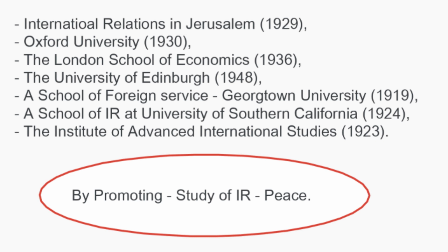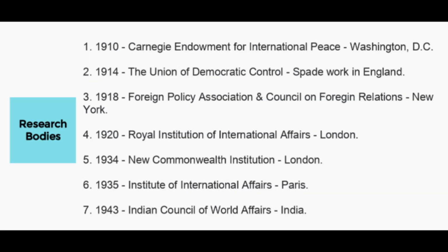So this is all about how the various institutions were formed to study international relations as an autonomous discipline. Apart from this, there were several research bodies which were established, and these are as follows. In the United States in 1910, the Carnegie Endowment for International Peace was established at Washington, D.C. Here it organized conferences, exchange of scholars, and promoted and published research papers.